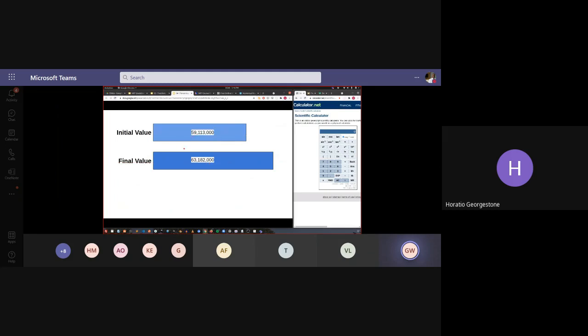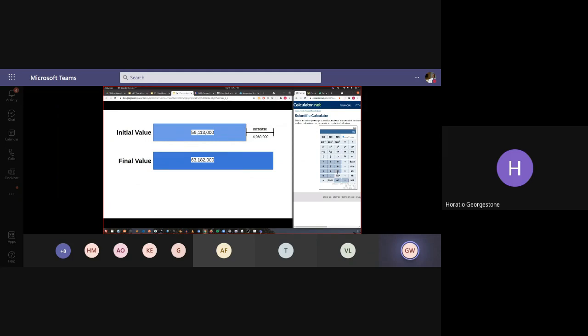So going back to our population question, the original population was this amount here, 59 million and etc. And the final population was 63,182,000. So the increase, we've already learned right back at the beginning of the course how to find the difference between two numbers. If you've forgotten that, go and have a look back at those notes for a refresher.